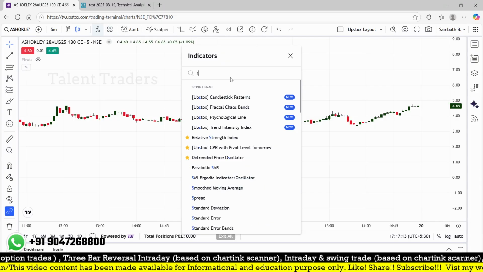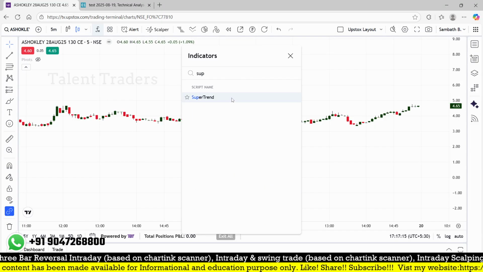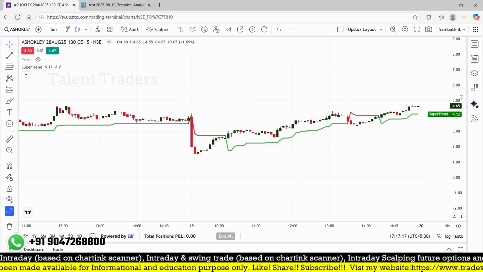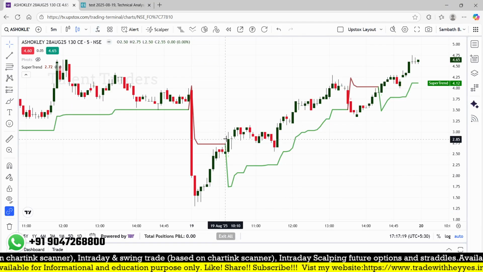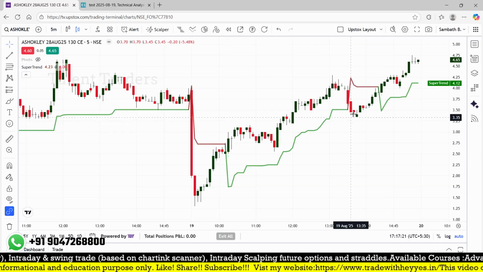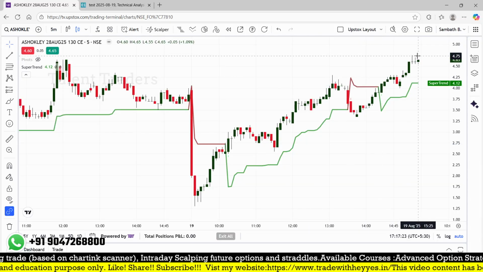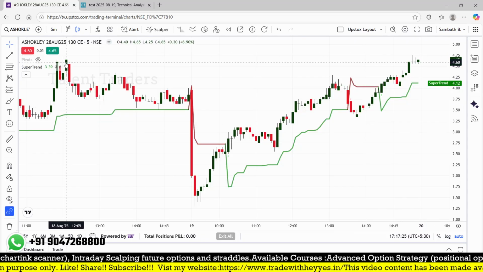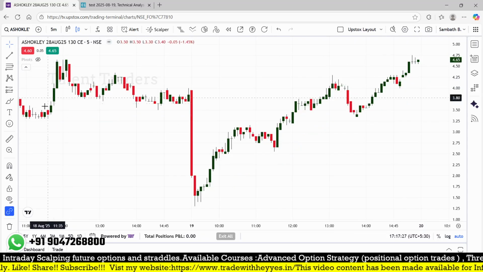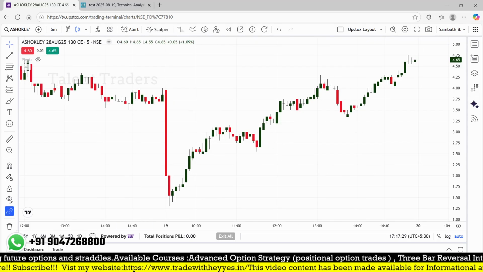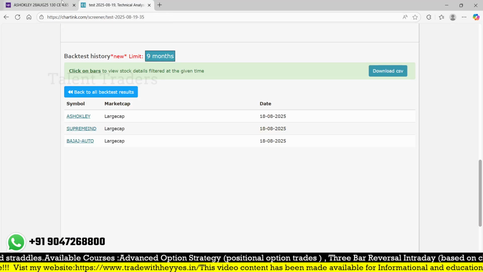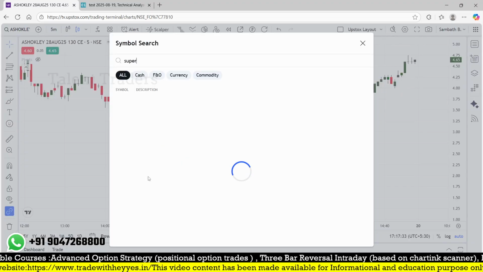A lot of indicator strategies everyone uses, but here we are only discussing the selection of the stocks. In 5 minutes, maybe here are 2.8 and 4.2, again one more time 4 and 4.75. So I'm not saying you need to use a supertrend. There are a lot of strategies and methods you can use. And Supreme Industries.